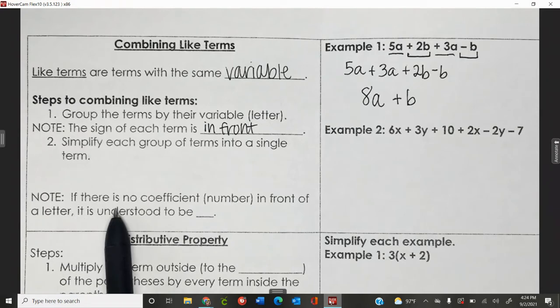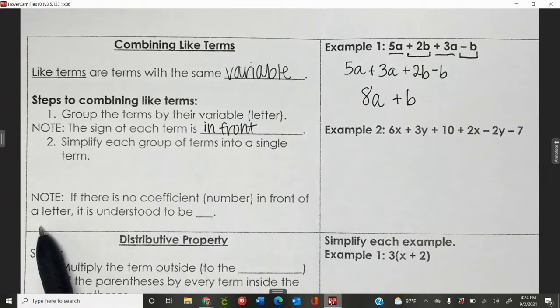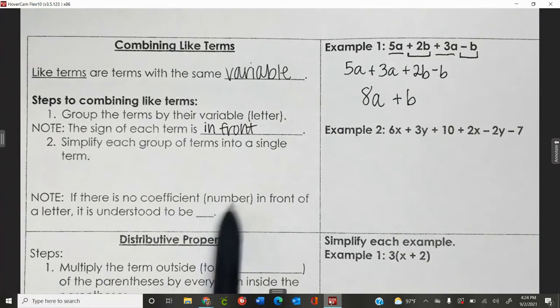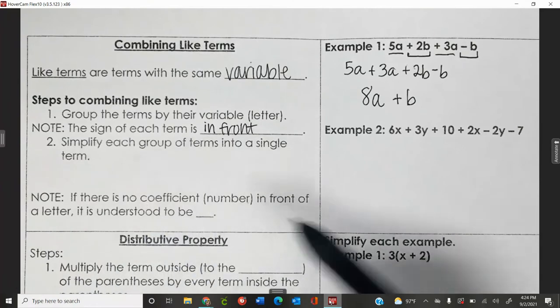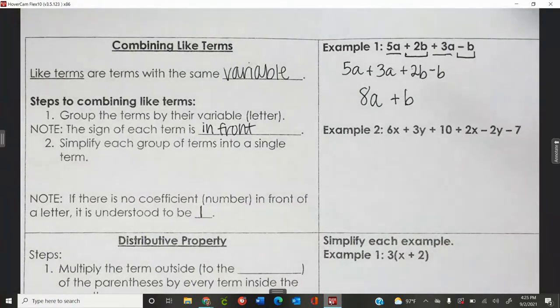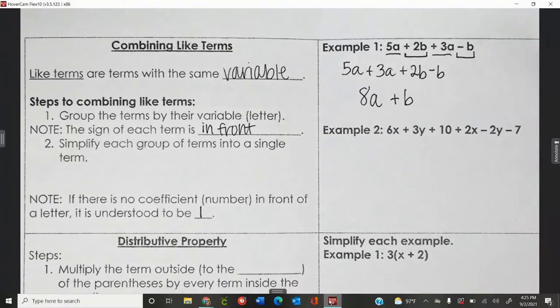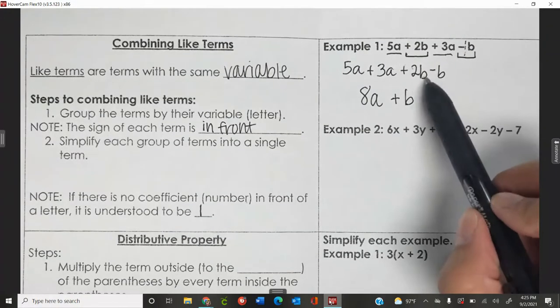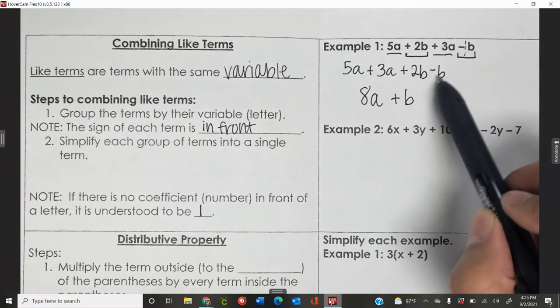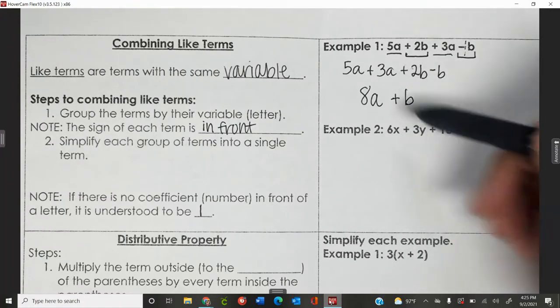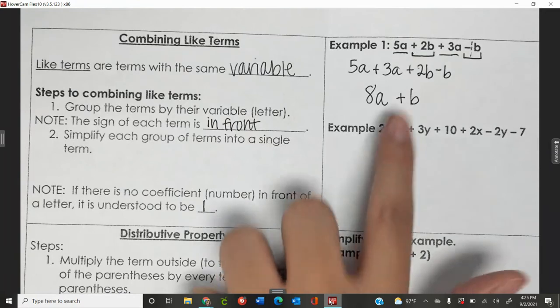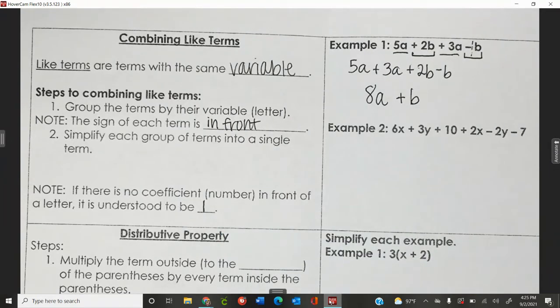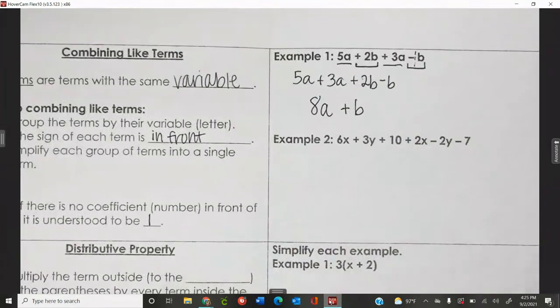Note, if there is no coefficient in front of a letter, the coefficient is understood to be 1. So here, where I have minus B, this is minus an imaginary 1B. That's why when I went over here, 2B minus 1B, I ended up with a single B. And I did not have to write down 1B there either. Now let's take a look at example 2.